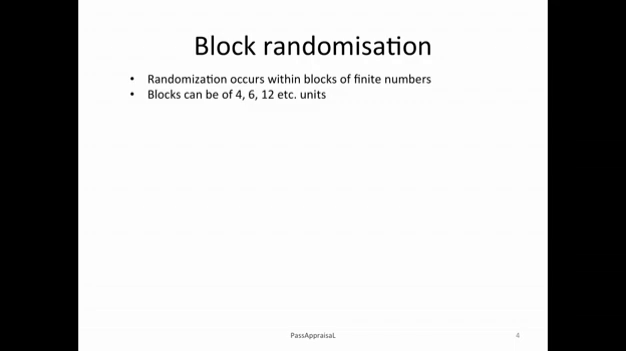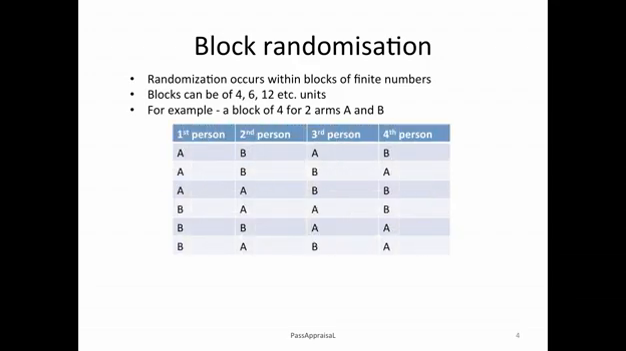This problem can be avoided if we use block randomization instead of simple randomization. Here, the random allocation occurs within blocks of specific size. We can randomize using blocks of 4, blocks of 6, blocks of 12, etc. Let me show you an example of a 4-unit block here.